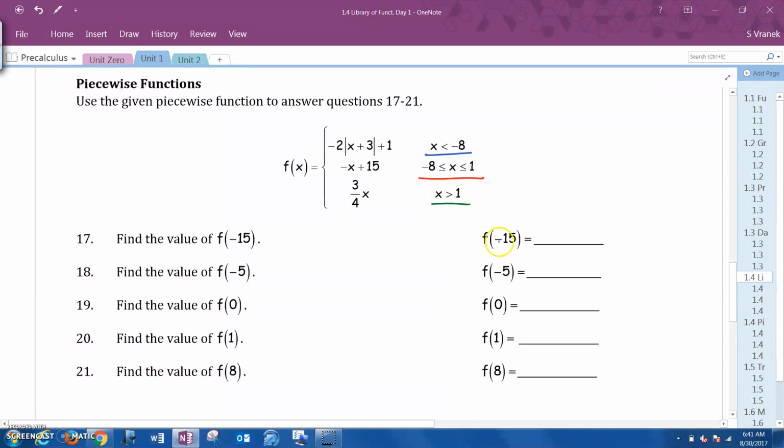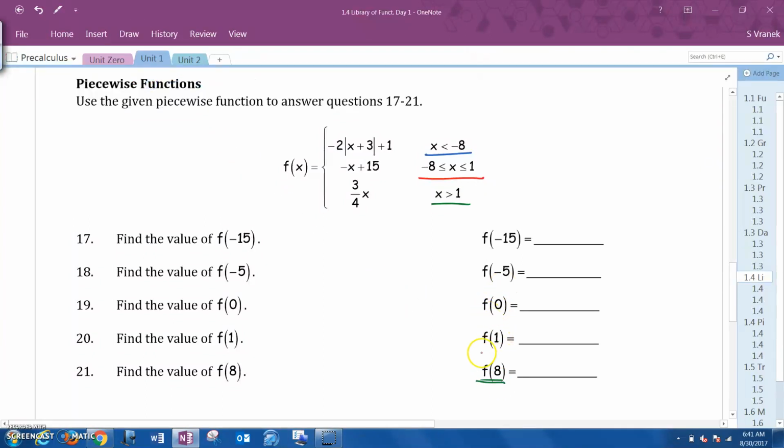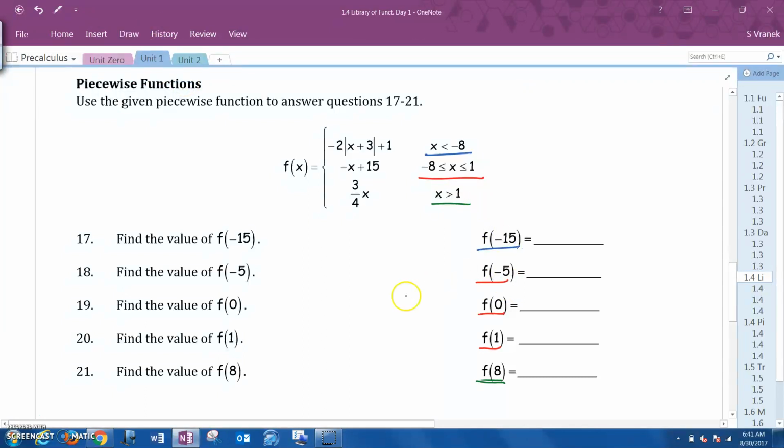So first of all, I'm going to look for any values that are greater than 1. That would be this one. So for this problem, I'm going to be using green, the green function. Between negative 8 and 1, including 1, that'd be all three of these, right? Negative 8 to 1. And then for this one, I'm going to be using blue. So find the value of f of negative 15. I have to plug negative 15 into the blue one. So I get negative 2 times the absolute value of negative 15 plus 3, plus 1. So I get negative 12.